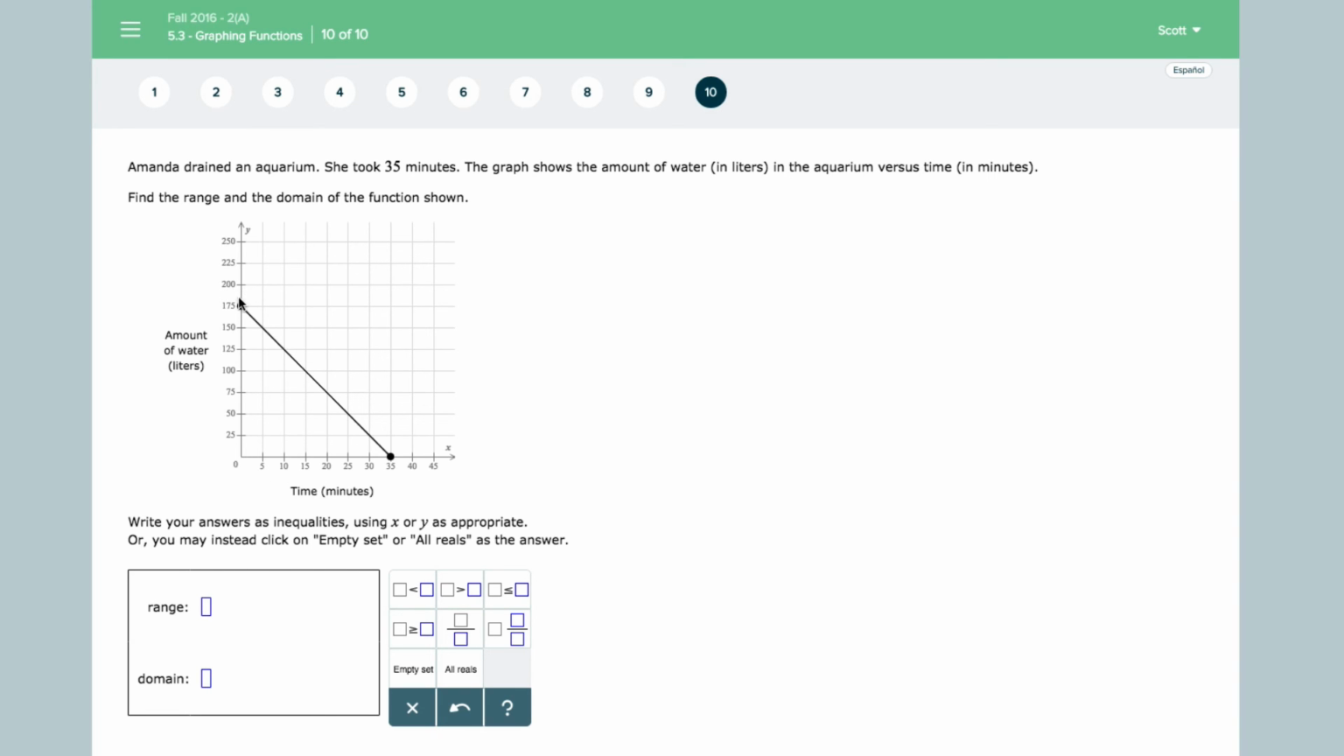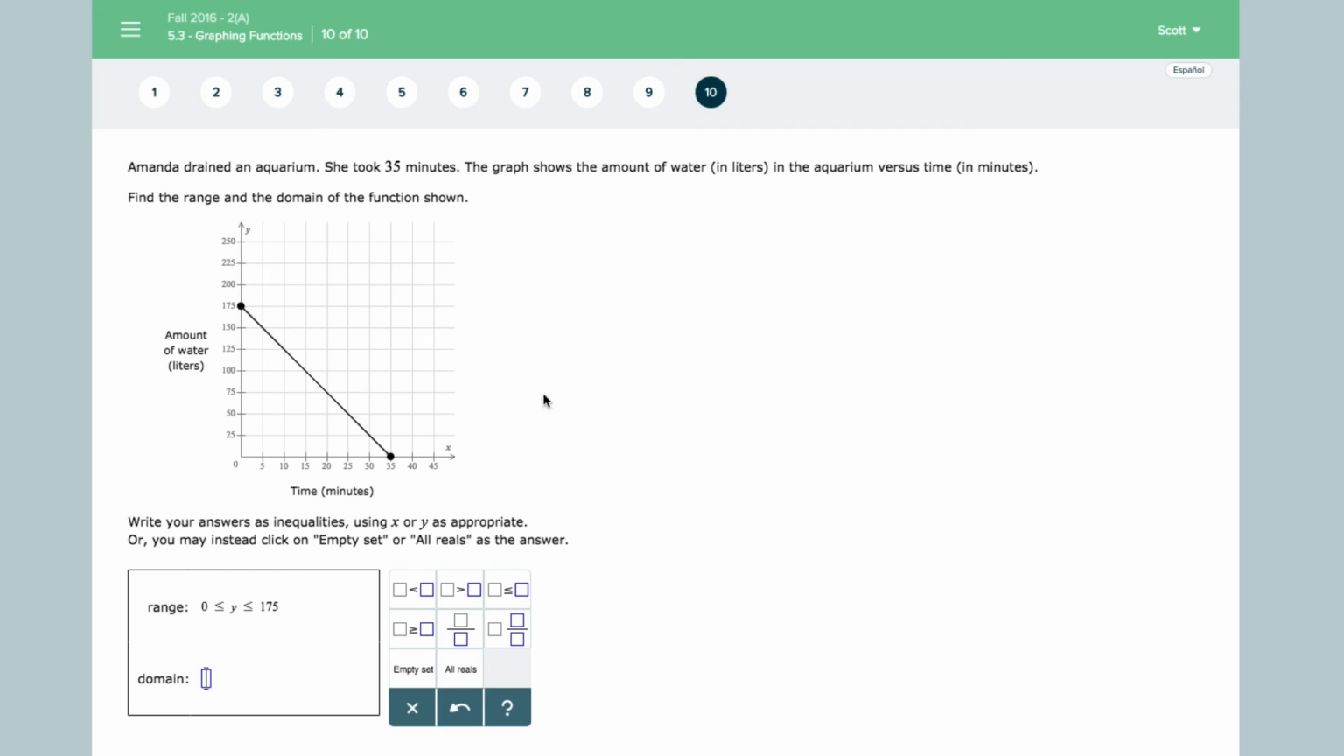The range, we're dealing with y. So what's our lowest y? It goes all the way down to 0. And we see that is a filled in circle at 0. So we're going to do y equal to, because this is a filled in circle. So always lowest to highest.